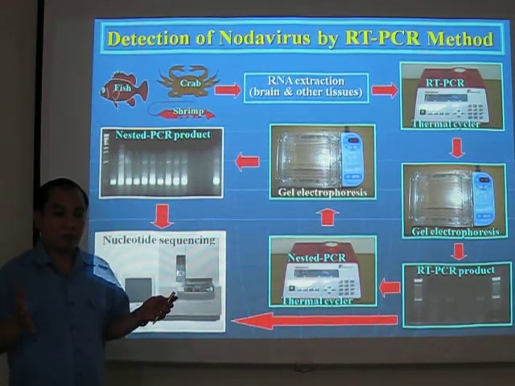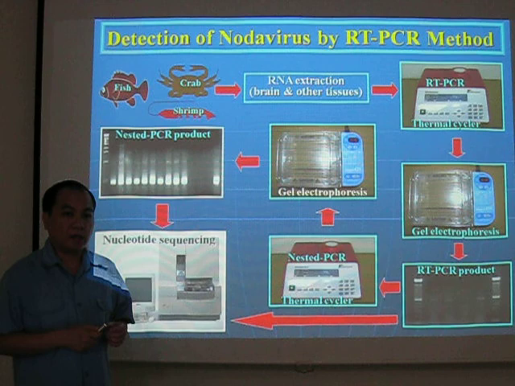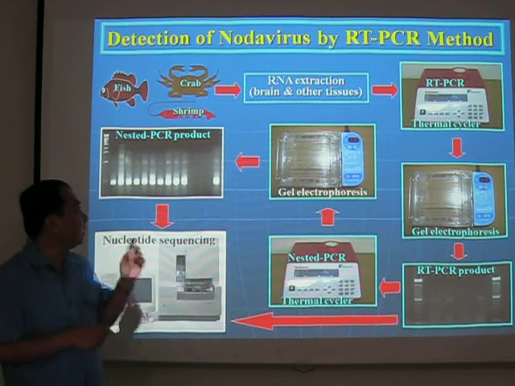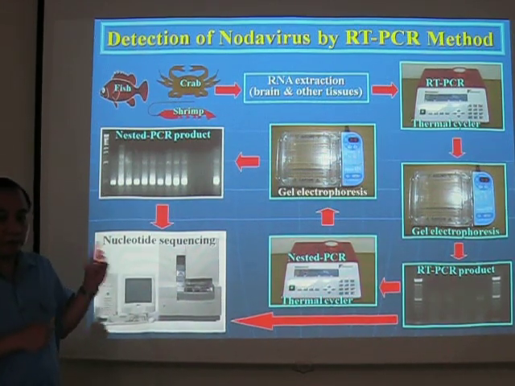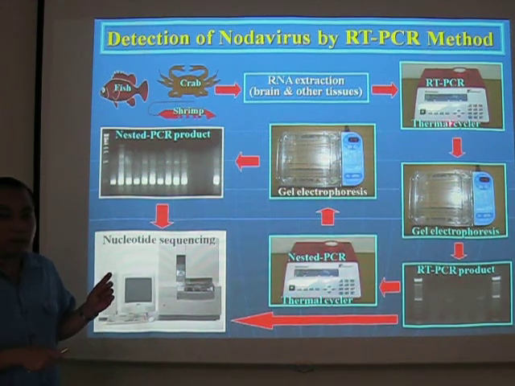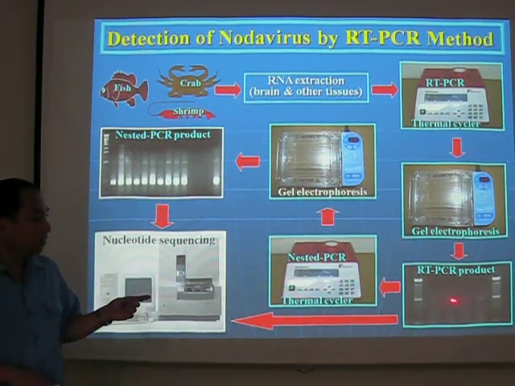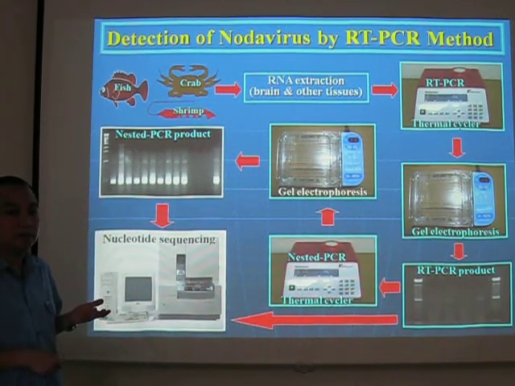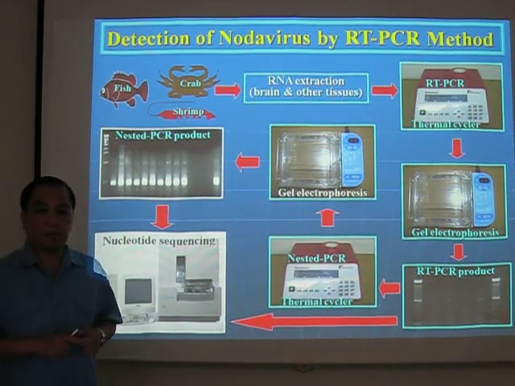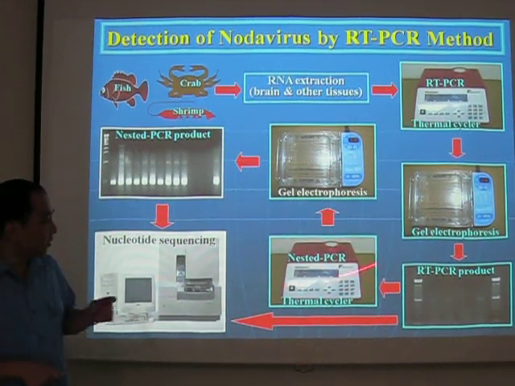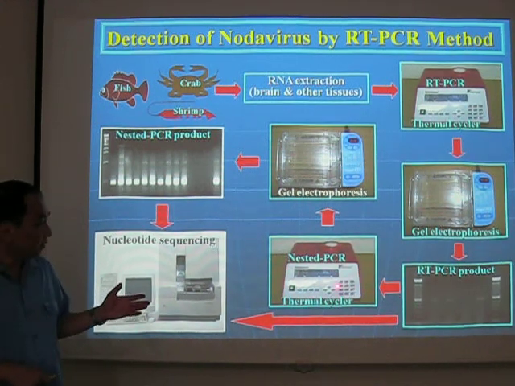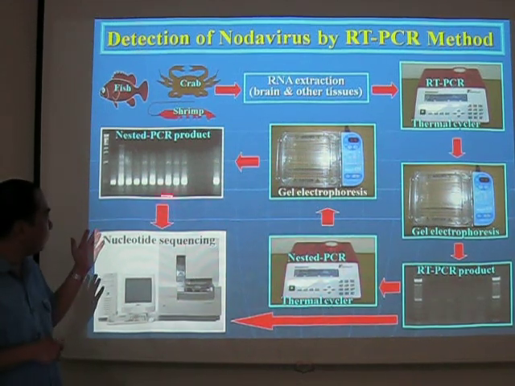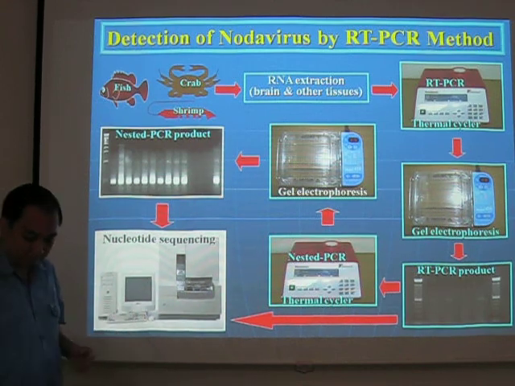So what is the protocol or procedure on how to do the RT-PCR method? It's very simple. Just extract the RNA from the brain or other tissues of the fish or invertebrates, run it through a thermocycler and gel electrophoresis, and check the PCR product. If it is positive, then we do the nucleotide sequencing. If it is negative, do the second step of the PCR method, which is the nested PCR. Then repeat the same protocol until you get the nested PCR product, and if you get a positive band, then do the nucleotide sequencing.